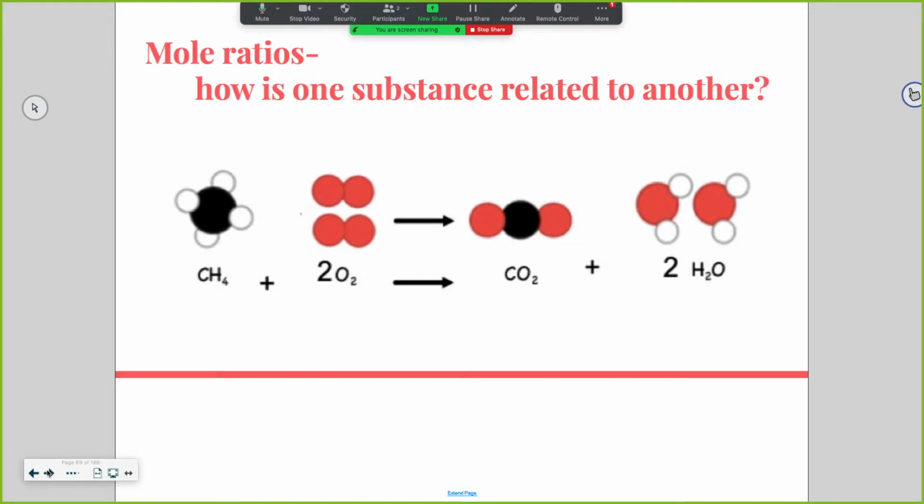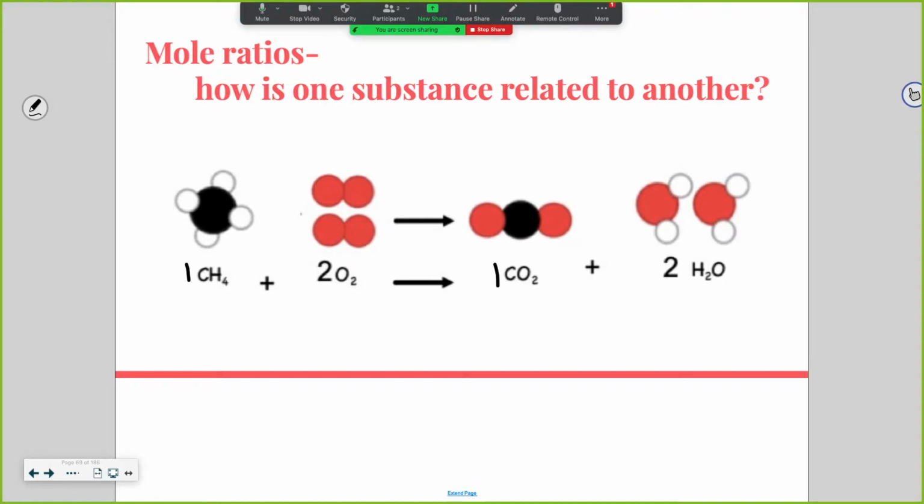What type of reaction is this? Combustion. Good job. All right, so how are our substances related? When we're looking at this, basically it's telling us, what is the invisible coefficient here? 1. So for 1 mole of methane and 2 moles of oxygen, I can produce 1 mole of carbon dioxide and 2 moles of H2O. That's essentially what those coefficients are telling you.